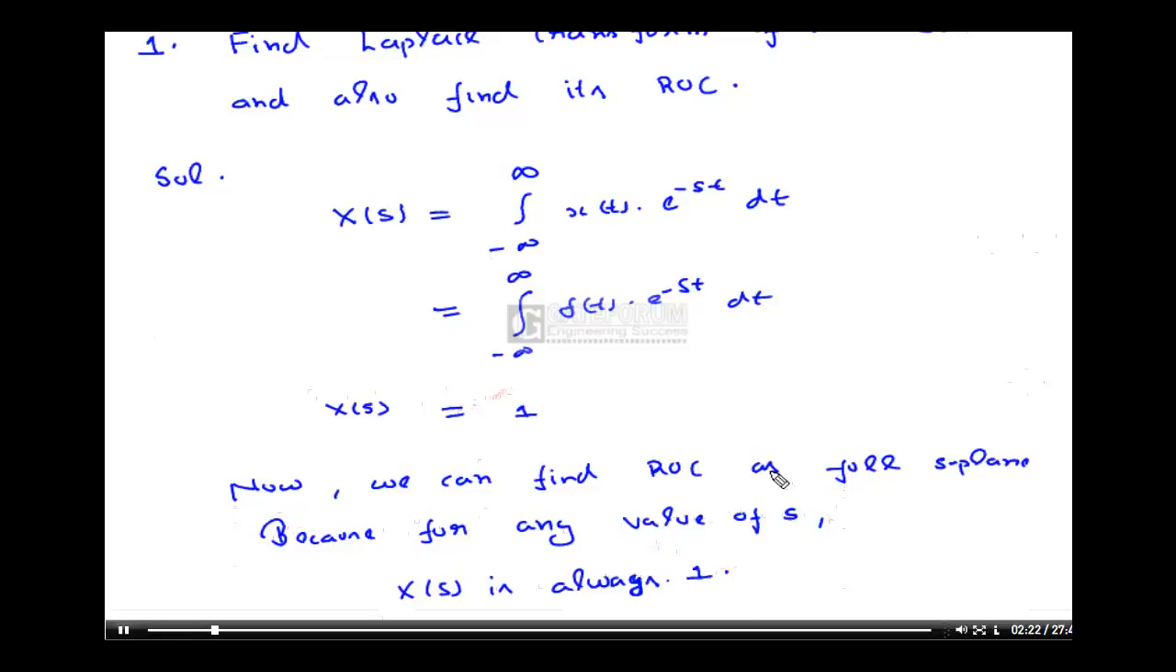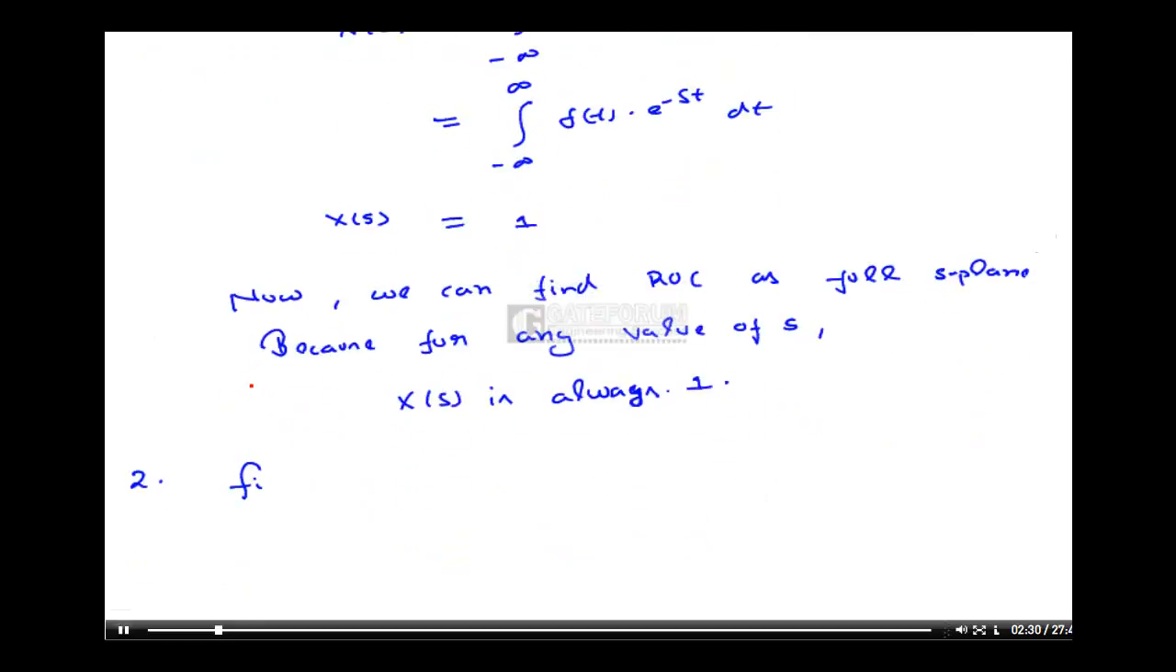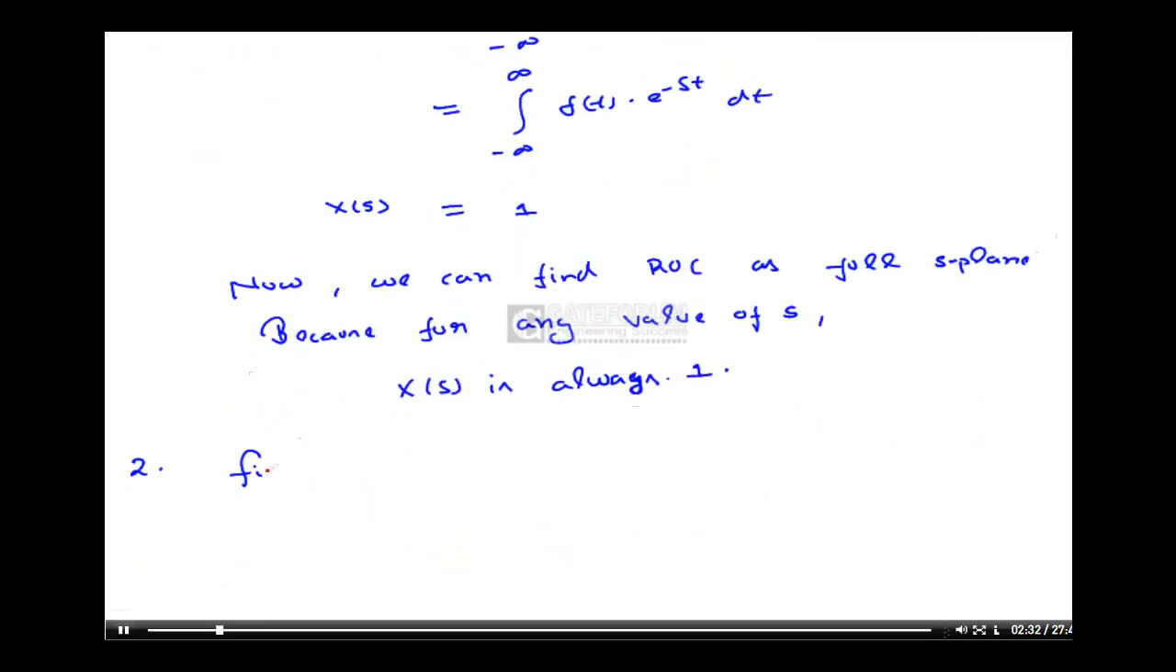Second, find the Laplace transform of x(t) equal to (t minus 1) whole square u(t minus 1).